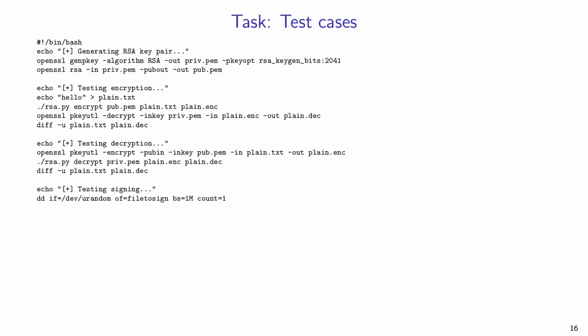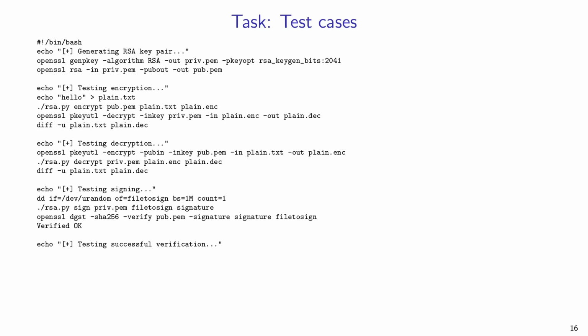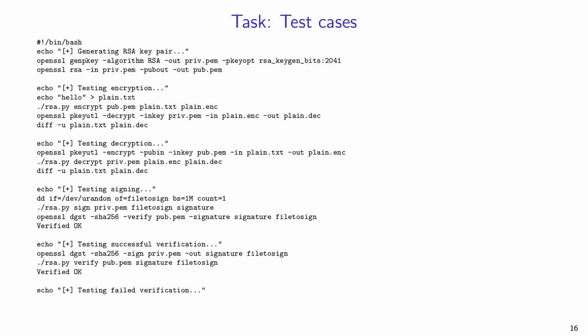To test signing, create a 1 MB file full of random bytes, sign it with our RSA tool, and verify with the OpenSSL dgst tool. To test successful verification, sign using OpenSSL and verify using our RSA tool. It should show verified OK. To test failed verification, sign using OpenSSL with a wrong hash algorithm. Verification with our RSA tool should return verification failure. Okay?